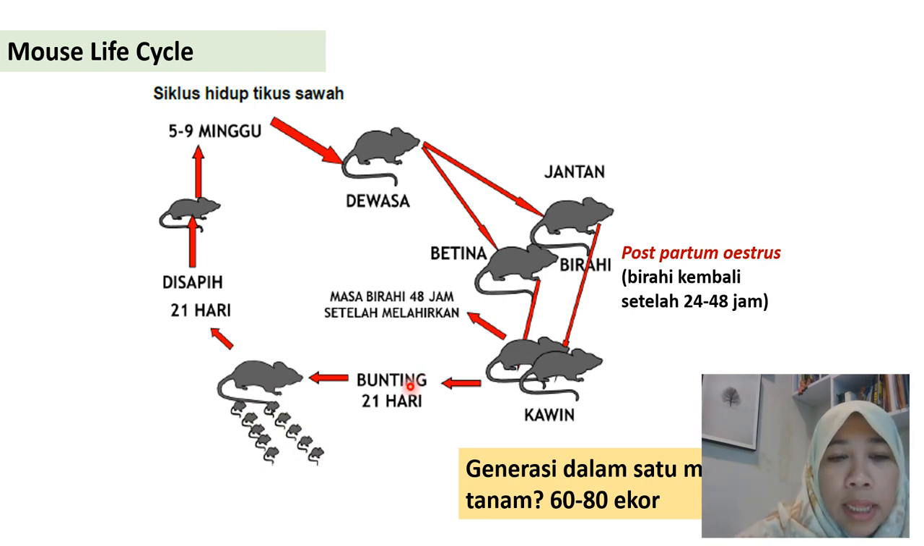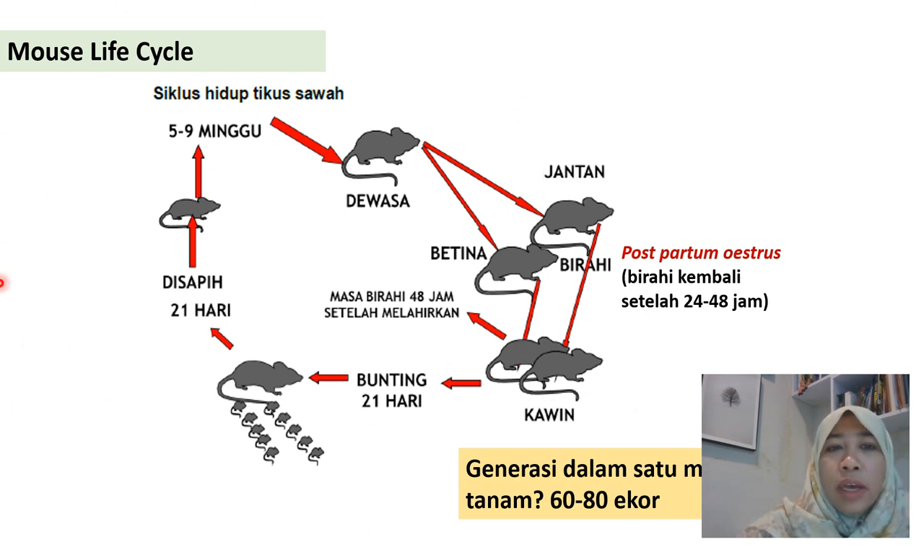They get pregnant, and then they produce many descendants, or pups, after 21 days, and then they breastfeed for 21 days, and then after 5 until 9 weeks they become adult. Maybe about 2 months they will become adult, and after they are adult, they will search for another male or another female, and then they mate again.